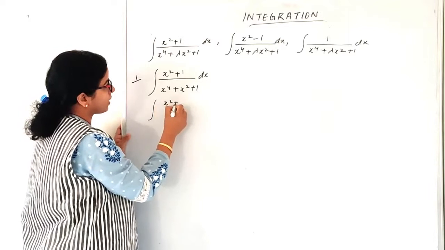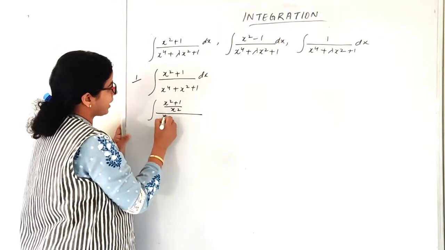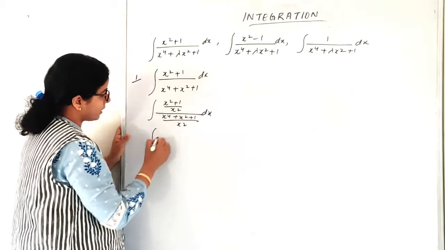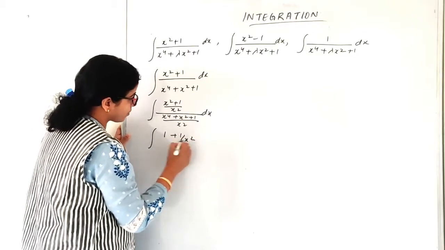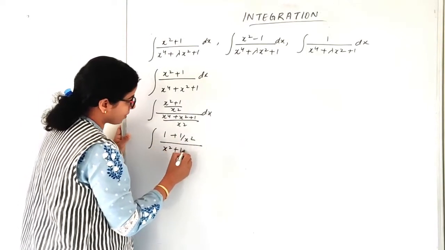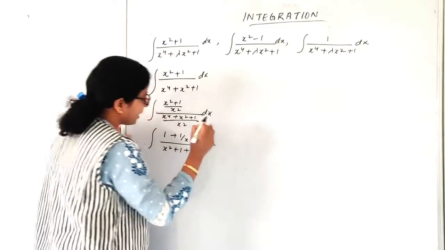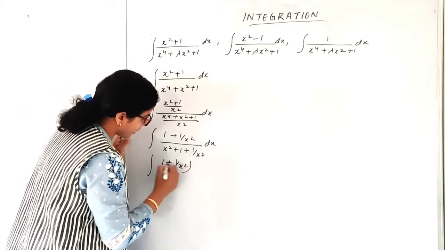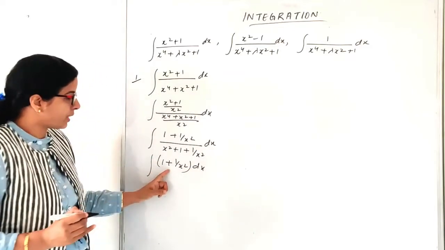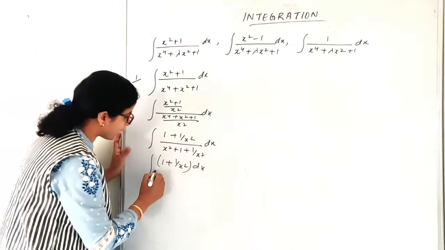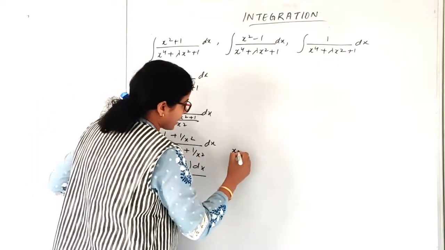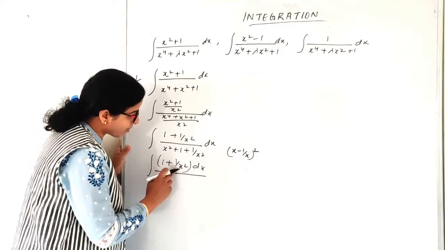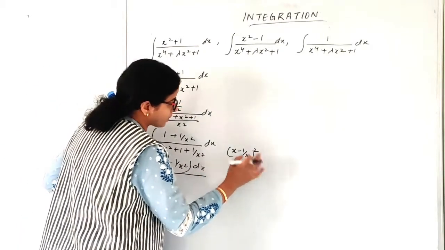So it will become (x square plus 1) upon x square, (x4 plus x square plus 1) upon x square dx, right? So it will reduce to 1 plus 1 by x square, and here it will become x square plus 1 by x square dx, right? Now students, remember this part. Whenever I have here in the numerator 1 plus 1 by x square dx, we will try to make in the denominator x minus 1 by x whole square. Is it clear? Had it been 1 minus 1 by x square, I would have made x plus 1 by x whole square.